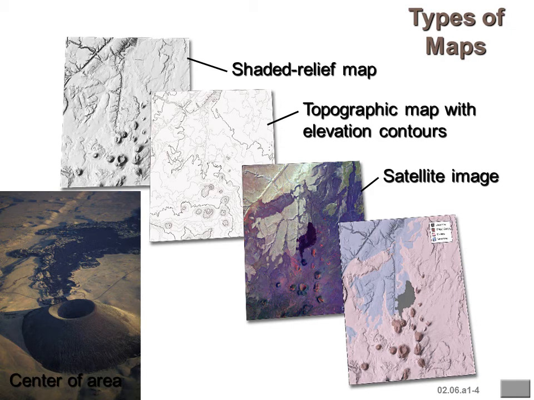Our next is our satellite image. A satellite image uses different wavelengths to show the distribution of different types of plants, rocks, and other features. So you can tell by the color here, this is not just a photograph. It's not like an aerial photo.